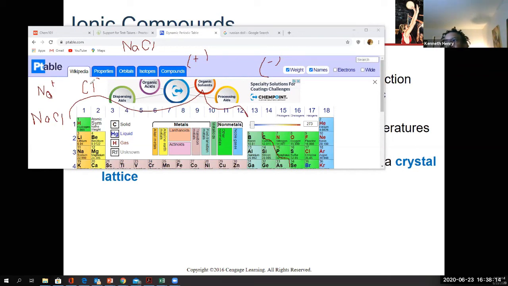So, let's say we have magnesium and chloride. Okay? So chloride is going to want to do what? Gain. It's going to want to gain an electron. How many electrons? One. So it's going to want to be negative. And then magnesium is going to want to do what? Lose. How many? 2. So it wants to get 2 plus. So magnesium is going to want to have how many chlorines to balance it out then?